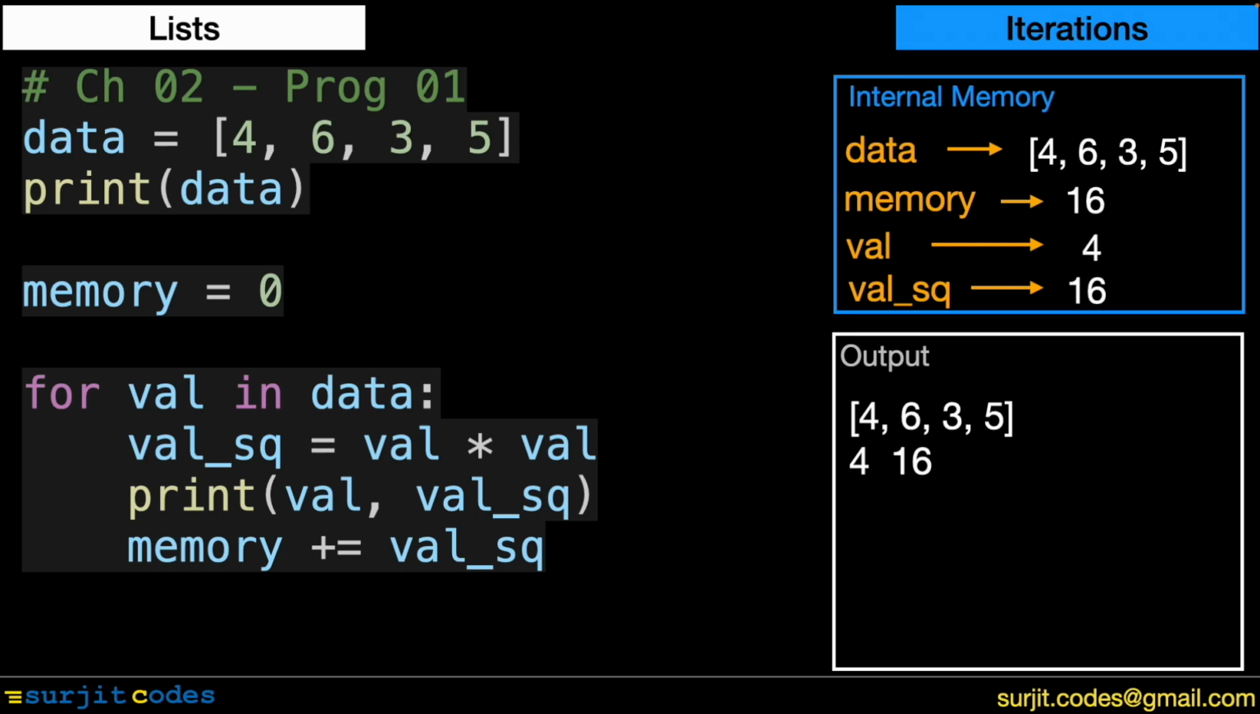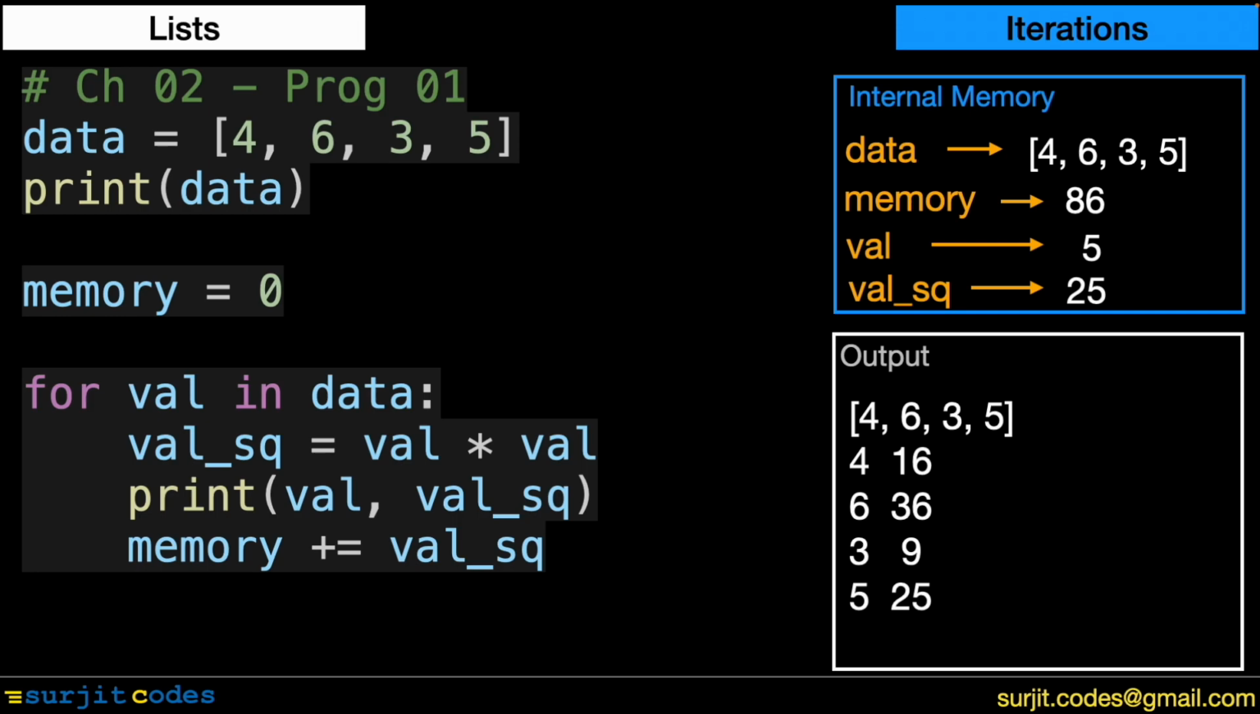In the next iteration of the loop, val becomes 6 and we execute the 3 statements of the loop once again. Val square is 36 this time. We print both of them and increase memory by 36. It becomes 52. In the next iteration, val is 3 and its square is 9 and memory becomes 61. In the last iteration, square of 5, that is 25, is added to the memory, which becomes 86.